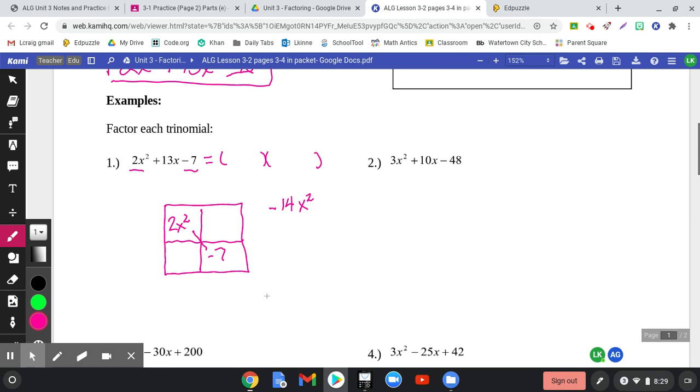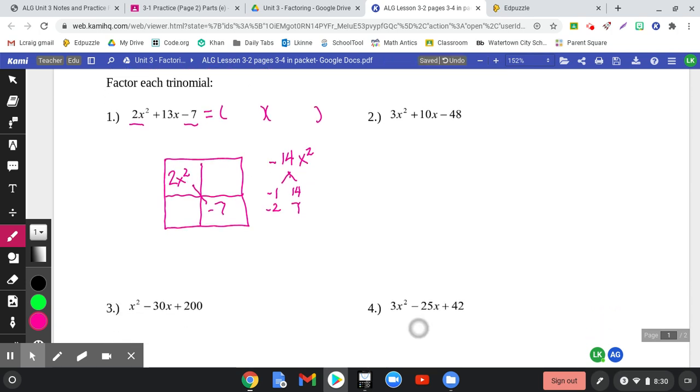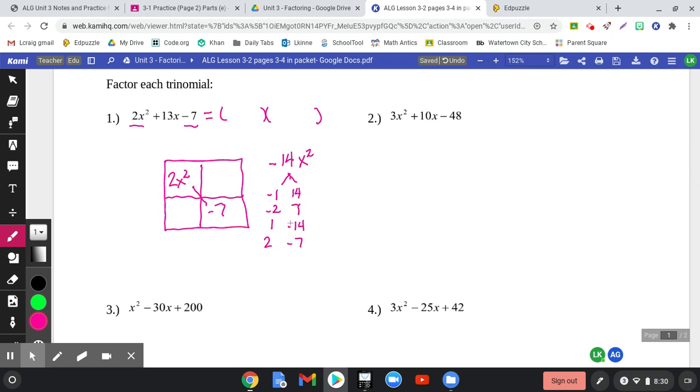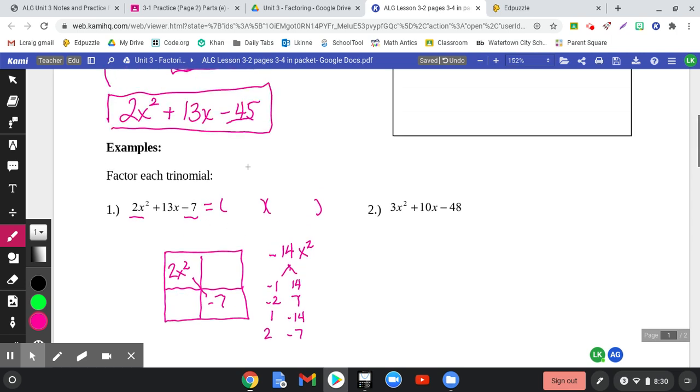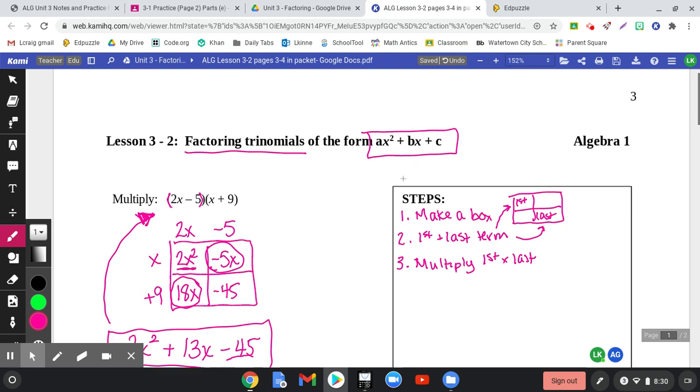So there's a couple ways you can do this. You can list all the factors. So it could be negative 1 times 14, negative 2 times 7, or it could be 1 times negative 14, or 2 times negative 7. You want to list all of the factors and then pick the pair that adds up to the middle term. Sometimes you'll hear them say it adds up to b, this middle term.